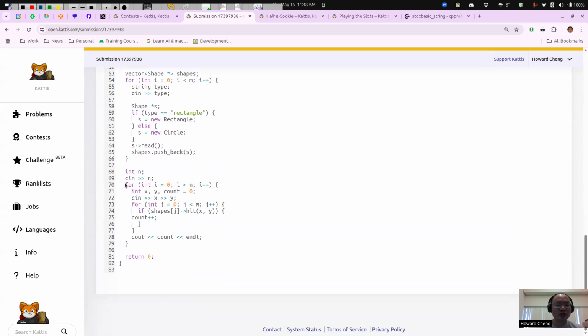And then for each point that I read in, x and y, I remember how many hit, and then I just go through all the shapes and ask, does it hit it? And if so, update the count. And that's how I do that particular problem.